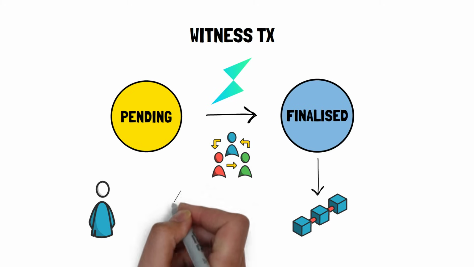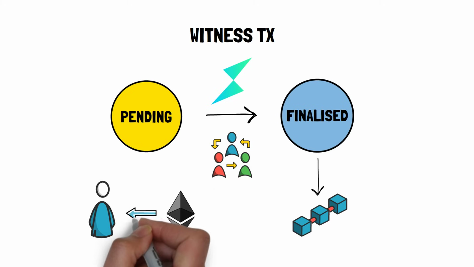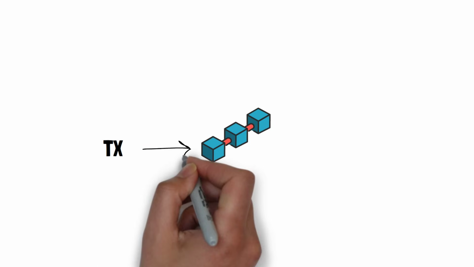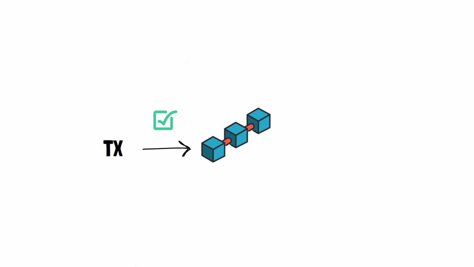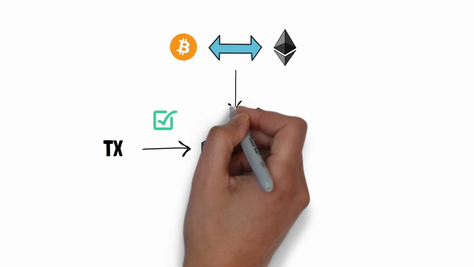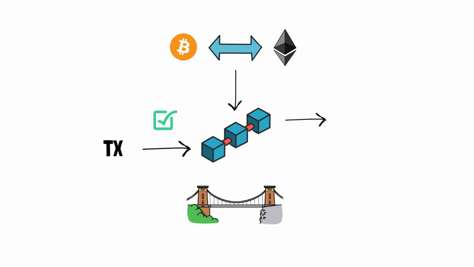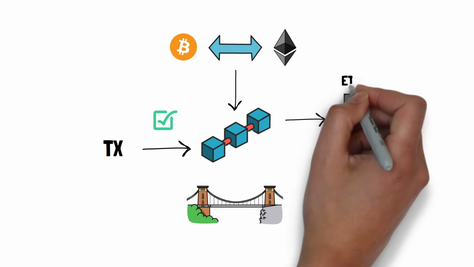Time for the other part of the swap, sending Ether back to the user. Once a new inbound transaction is finalized, the Thorchain protocol initiates a swap. The swap transaction is recorded on the Thorchain blockchain, and the Bifrost protocol is used again, this time to initiate a withdrawal of ETH from the Ether outbound vault.